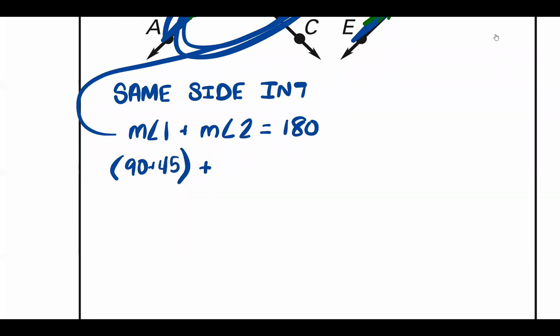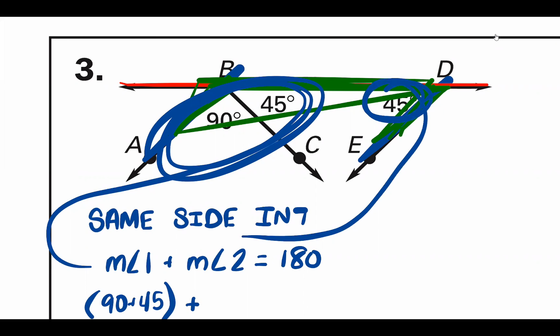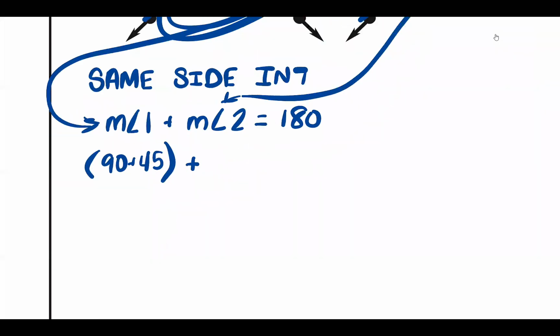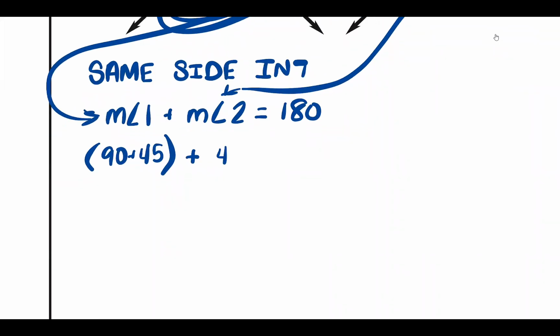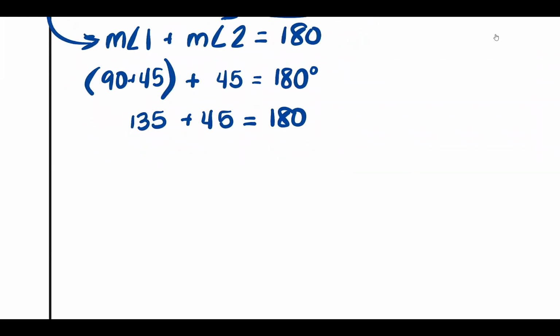And then what about angle 2? What you got? Just straight up 45. 45? Yes. Equals 180. 90 plus 45 is? 135. Thank you, Will. 135 plus 45 is? 180.